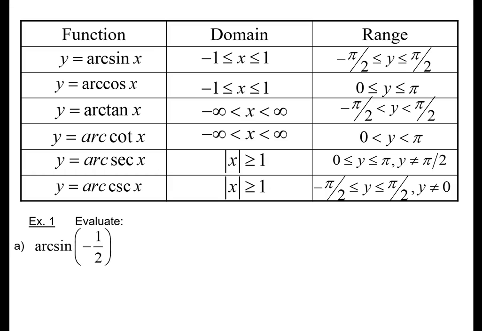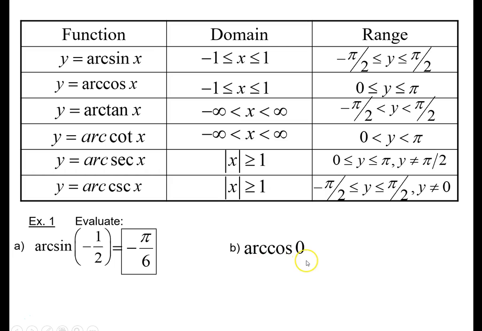So what kind of a question might we be asked? So if I said evaluate the arcsine of -1/2. What this really is saying is what angle on the unit circle has a sine value of -1/2 and is in this interval. The angles where sine equals +1/2 are your pi/6 values. But we want to go backwards into the fourth quadrant, so that gives us -pi/6 for that one.